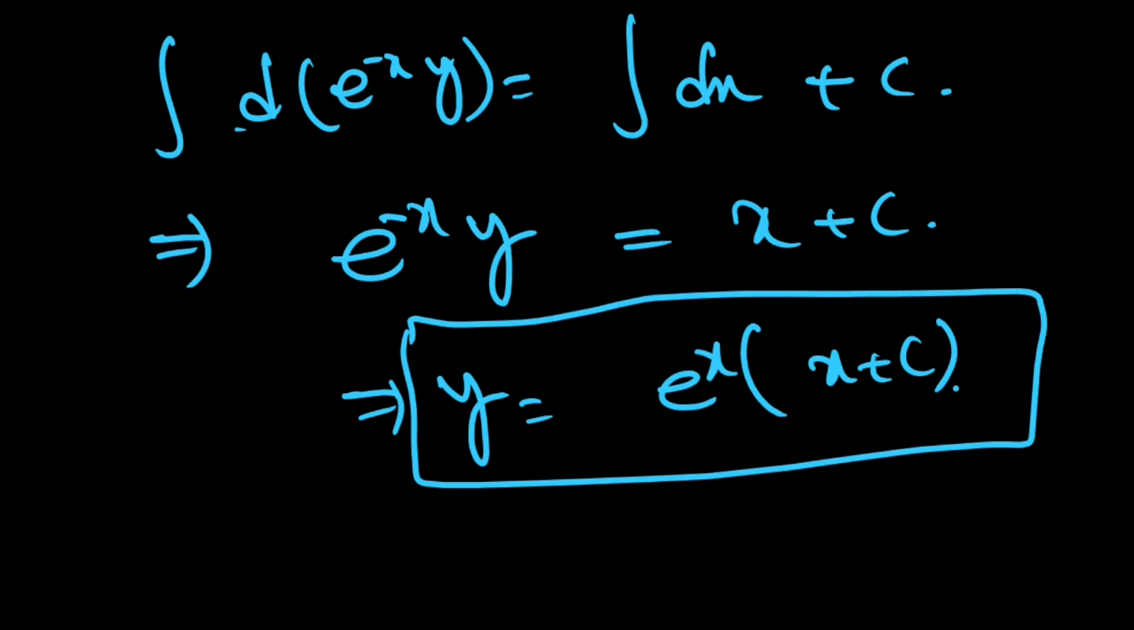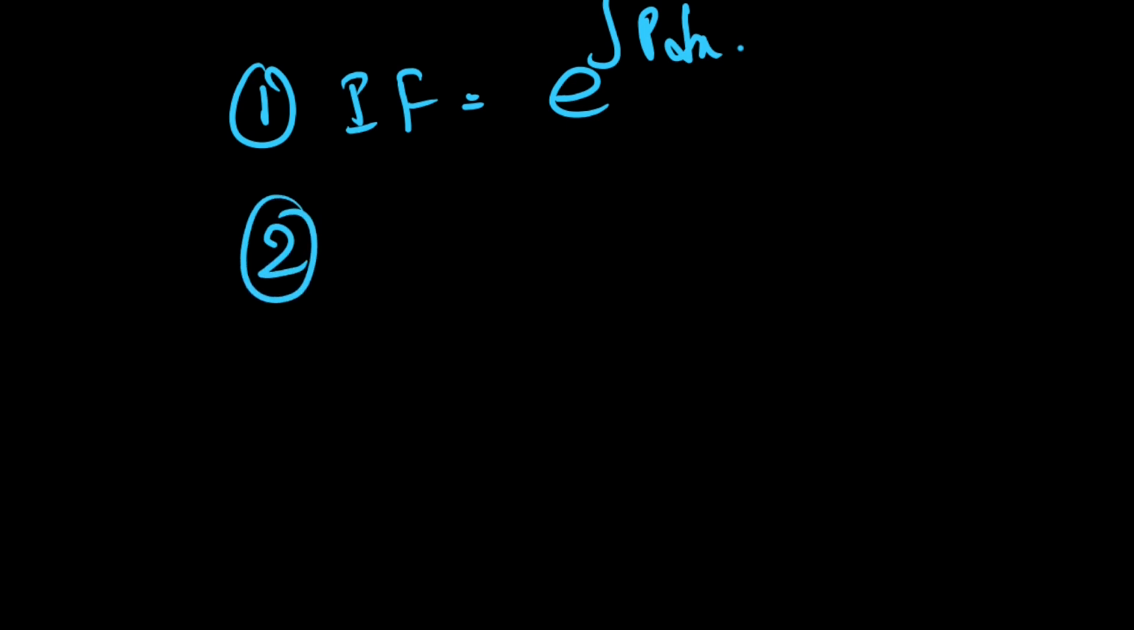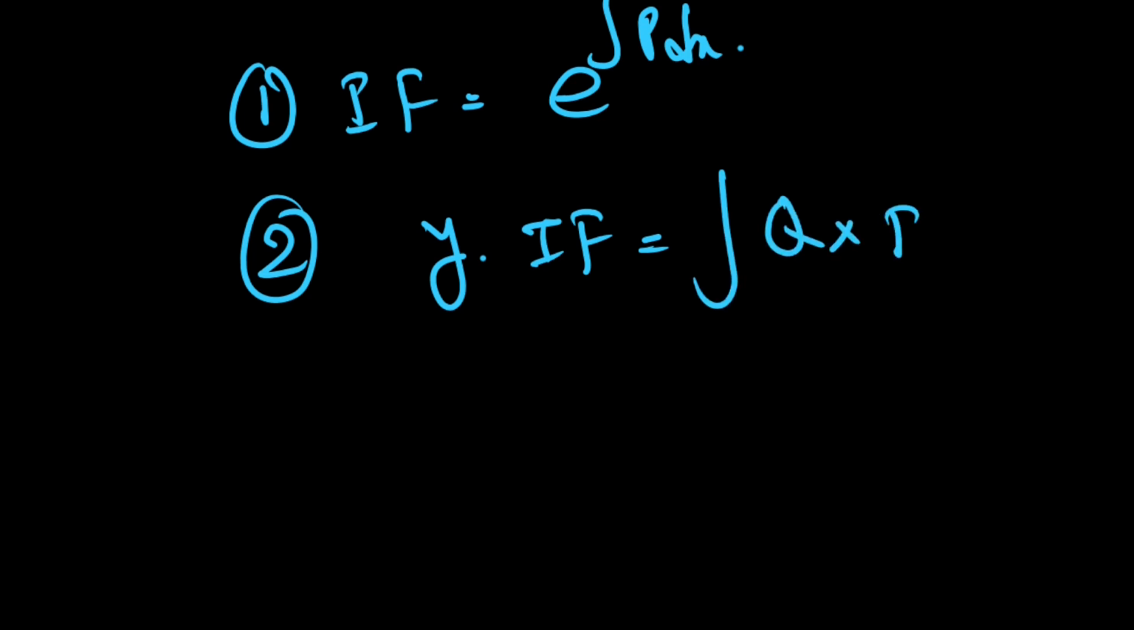So the method is very simple. First find the integrating factor, that is e to the power integration p of x dx, and second we multiply the integrating factor by the whole differential equation. Then we can easily write the solution, that is y into integrating factor is equal to integration q into integrating factor into dx plus some constant. This is our solution of the differential equation.